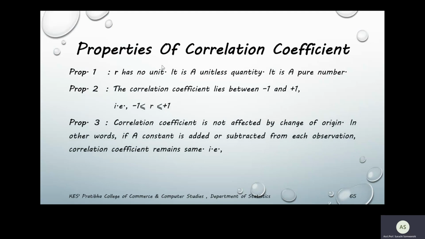The third property says that the correlation coefficient is not affected by change of origin. In other words, if a constant is added or subtracted from each observation, the correlation coefficient remains the same. That is, there is no effect of change of origin on the correlation coefficient. That means correlation of x plus or minus a, y plus or minus b is equal to correlation of xy.